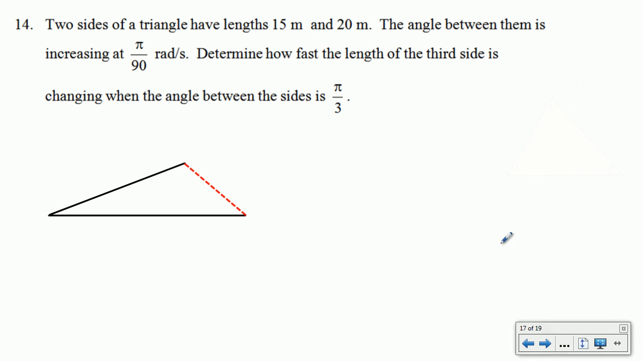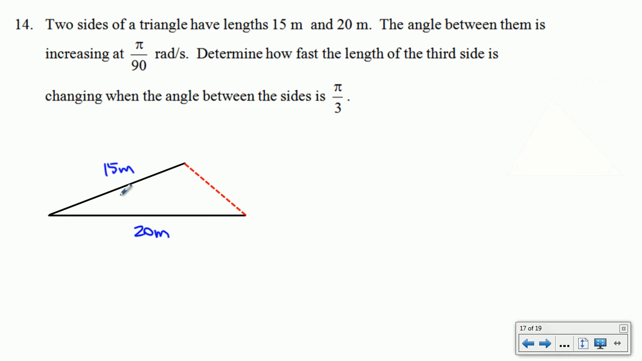So on to the next question. Two sides of a triangle have lengths of 15 meters and 20 meters. The angle between them is increasing at pi over 90 rads per second. We need to determine how fast the length of the third side is changing when the angle between the sides is pi over 3. So I've already drawn a diagram here. We'll call this side 20 meters and this side 15 meters. Those are fixed.